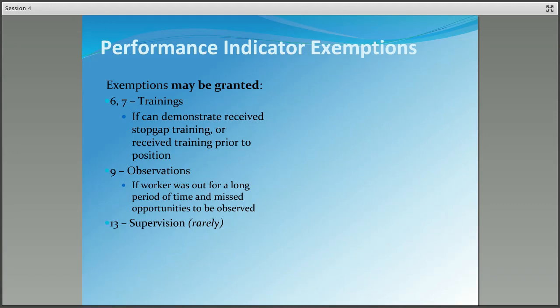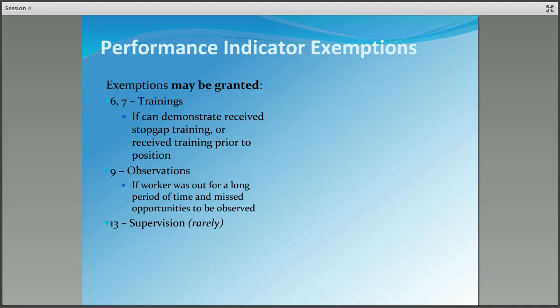We'll go through what's generally required for each of these items as we work through the webinar, but here are some sample exemption situations. For example, for training, an exemption may be given if an individual worker is missing a required training but received a stopgap training in time, or can demonstrate that they received an equivalent training prior to starting at HFNY. That worker would then be given credit for the training in your count.